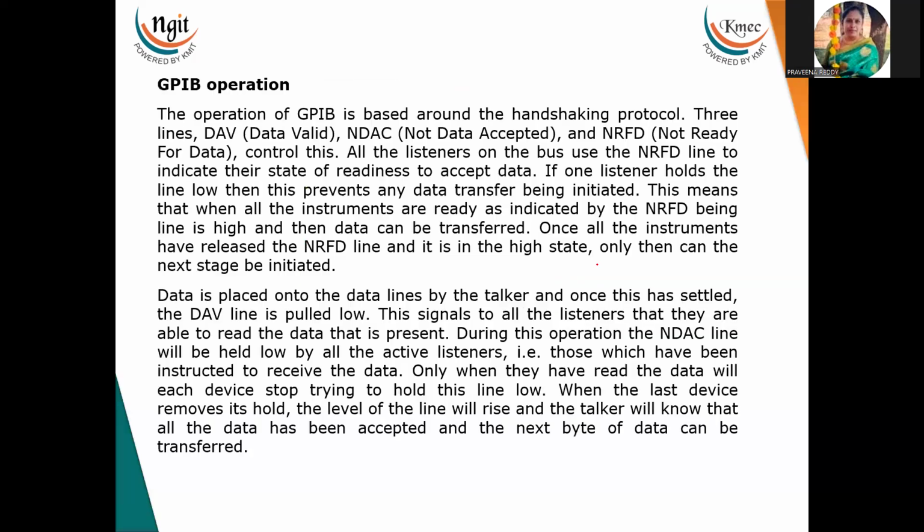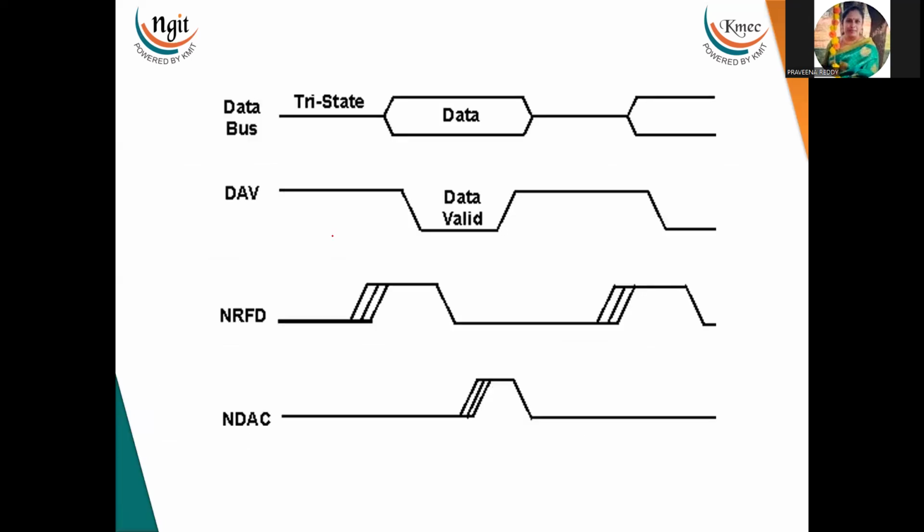Here, using these 3 handshaking signals, the data transfer takes place. So how it happens, now we will see. Listeners, whichever listeners are connected to the cable, they use the NRFD and NDAC lines. NRFD is nothing but Not Ready For Data. It will give the status of the listener devices, whether they are ready to accept the data or not. When it is low, it means it is not ready to accept the data. If it is going high, it means ready to accept the data.